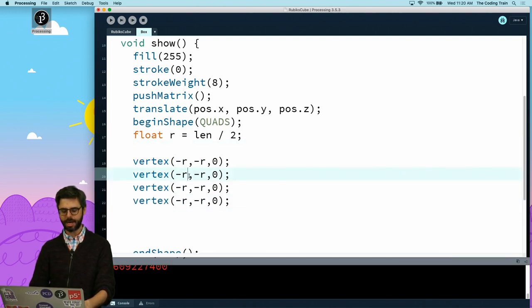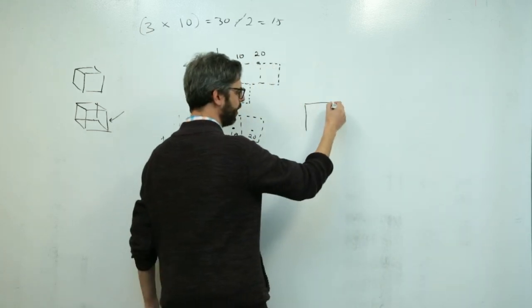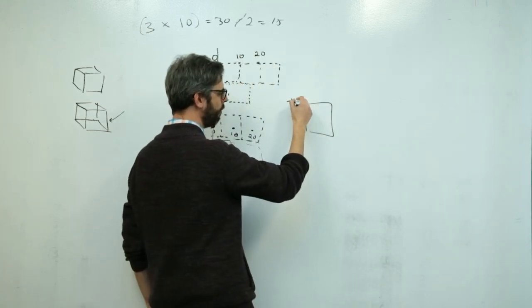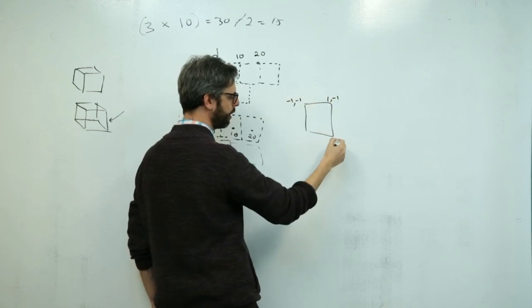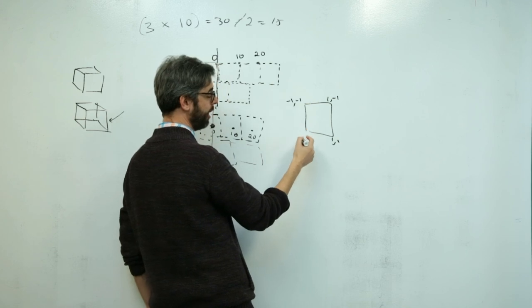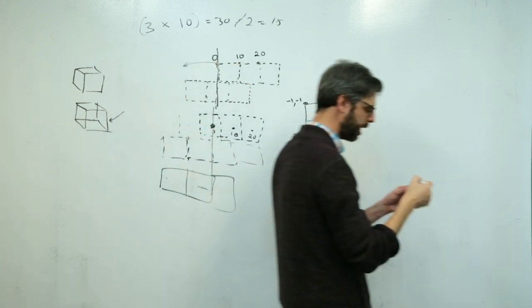And then, let me just diagram this, right? If this is what I'm doing, this is, you know, negative 1, negative 1. This is 1, negative 1. This is 1, 1. And this is negative 1, 1. So basically, I just need to set all of these vertices to draw that quad.